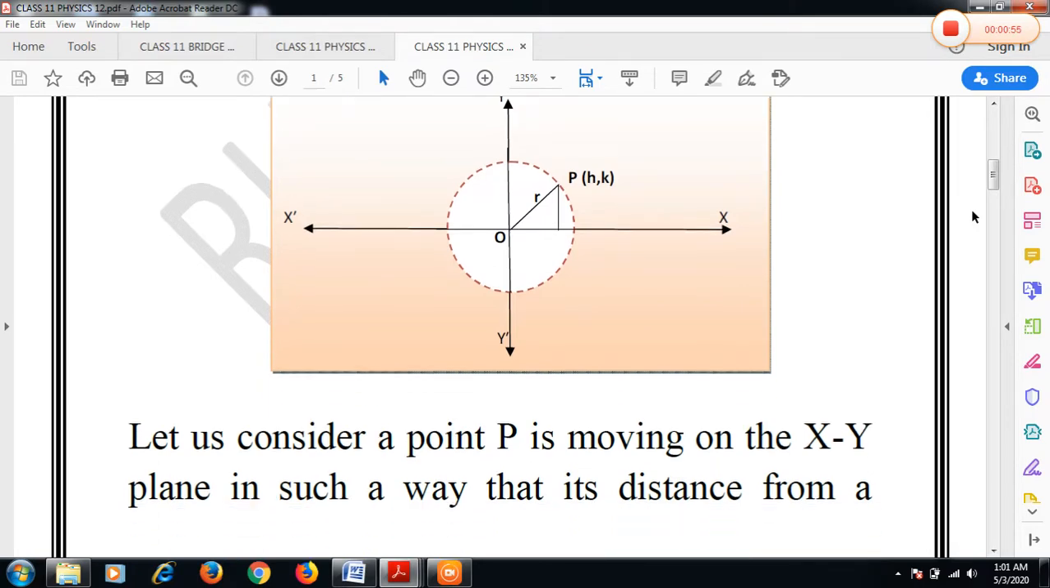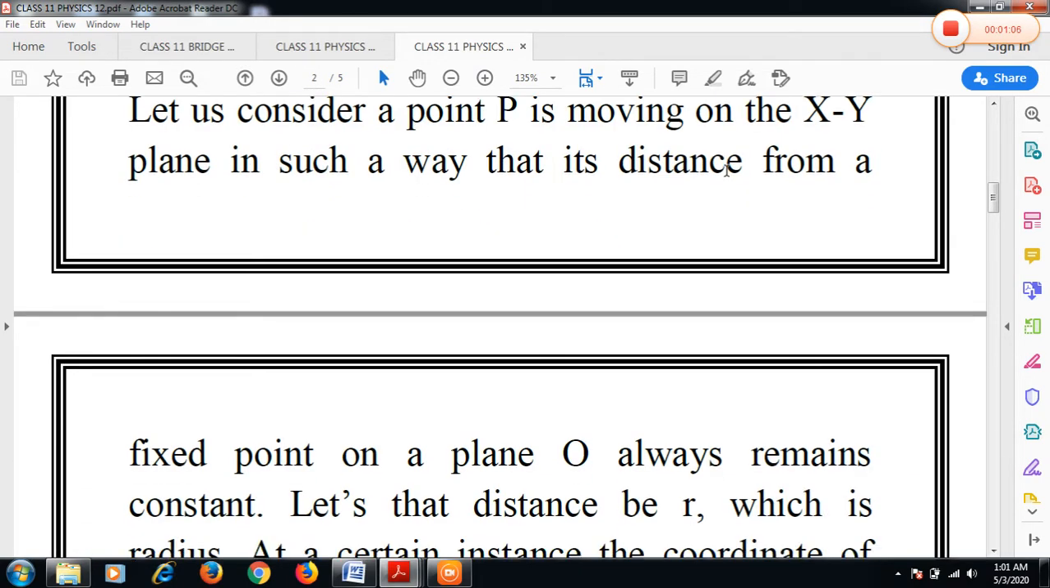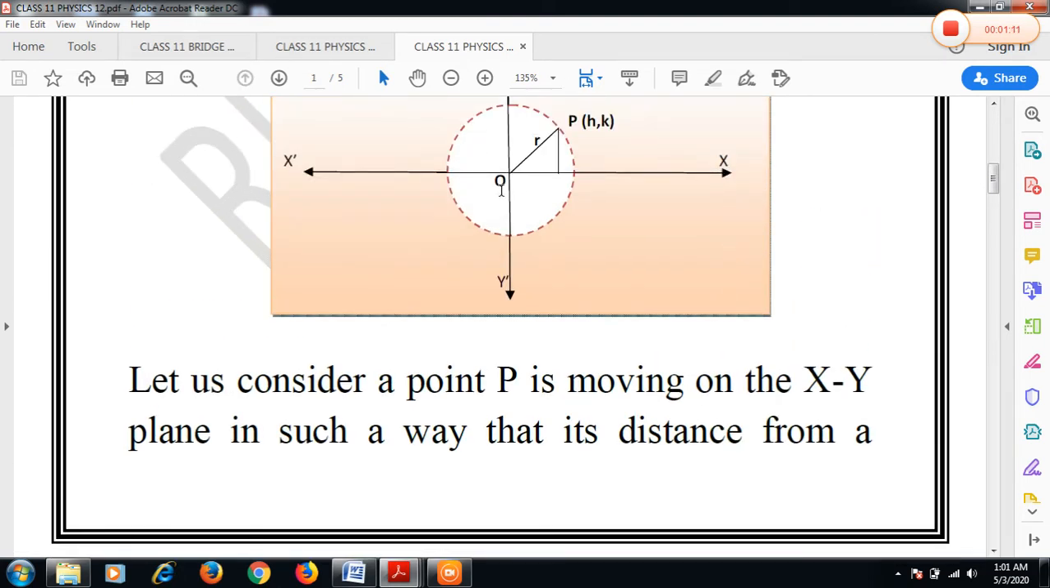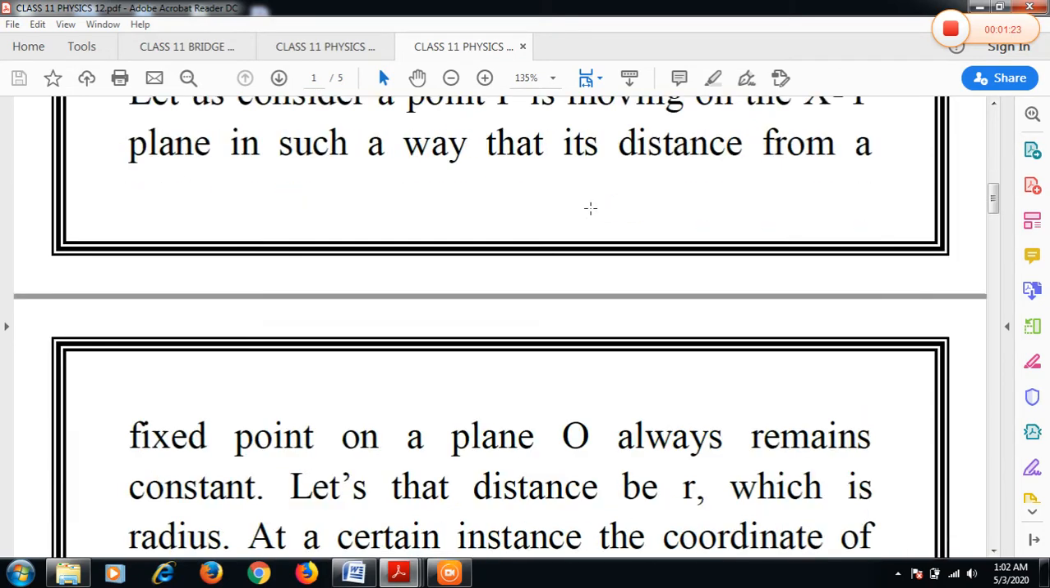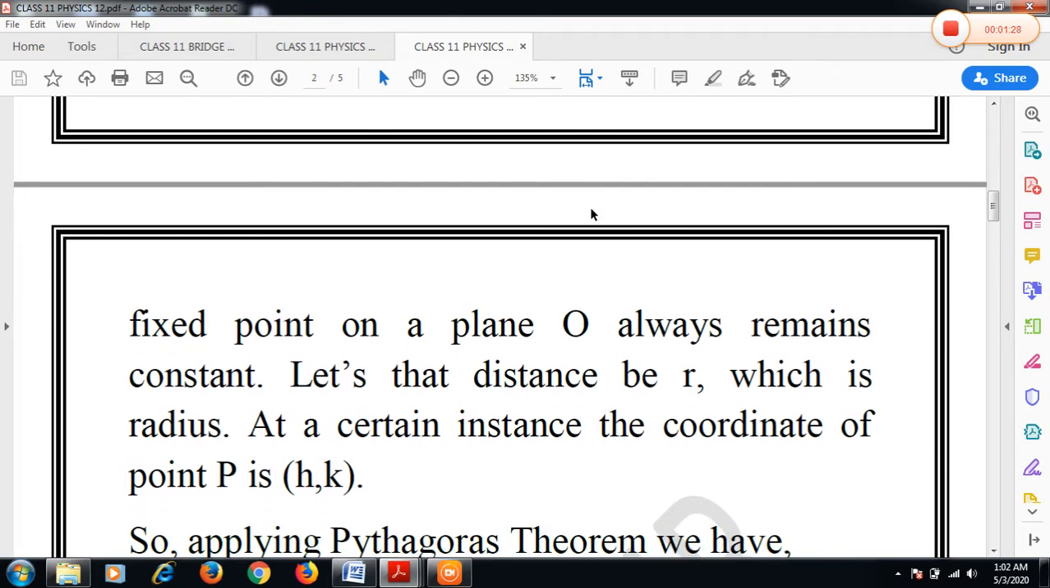Let us consider a point P moving on the xy plane in such a way that its distance from a fixed point O on the plane always remains constant. Here O is known as the center of the circle, and it has been fixed at the origin, that is, the coordinate of the center O is fixed at (0, 0). Now let that distance be r, which is known as the radius.